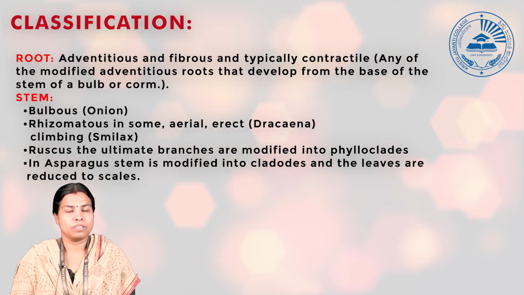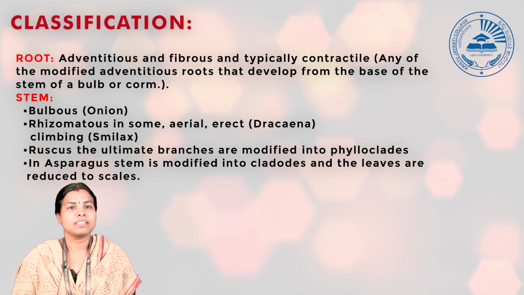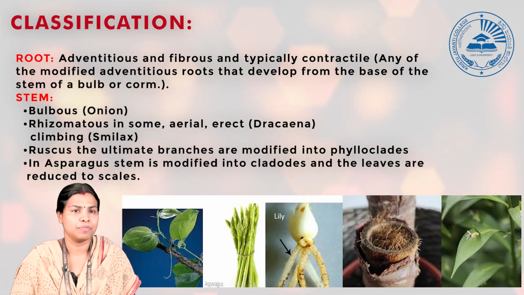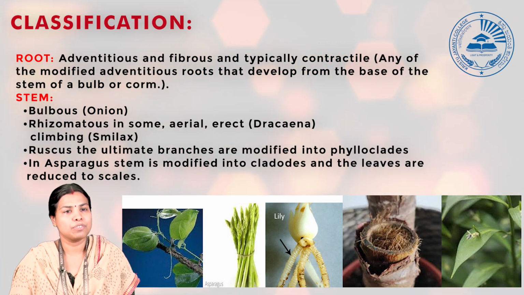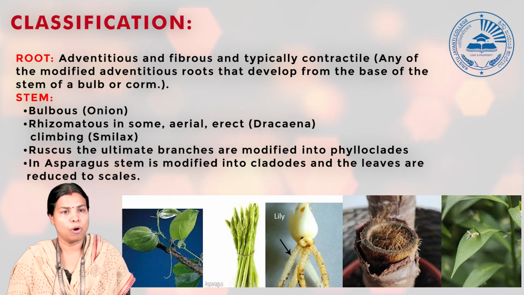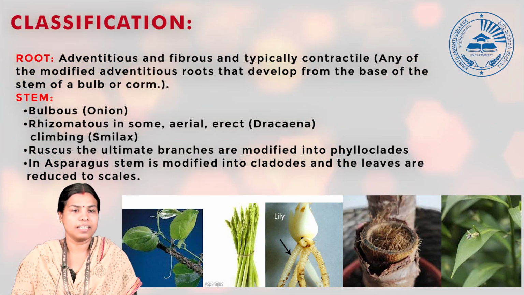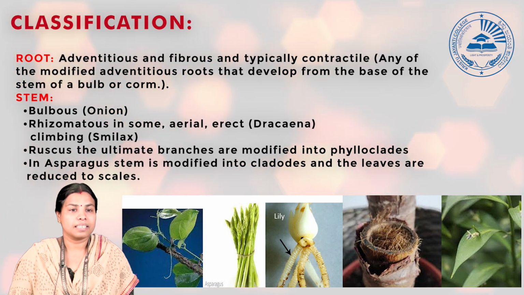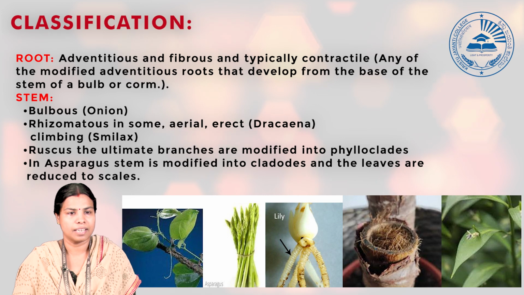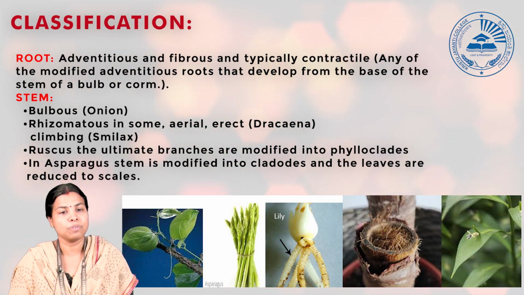Coming to the root, in most species of Liliaceae it is adventitious and fibrous and typically contractile. Contractile means any of the modified adventitious roots that develop from the base of the stem of a bulb or corm. The stem can be bulbous, example onion, rhizomatous in some, aerial and erect as reported in Dracaena, and climbing in the case of Smilax. In Ruscus, the ultimate branches are modified into phylloclades. The examples are given on the side. In Asparagus, the stem is modified into cladodes and the leaves are reduced to scales.